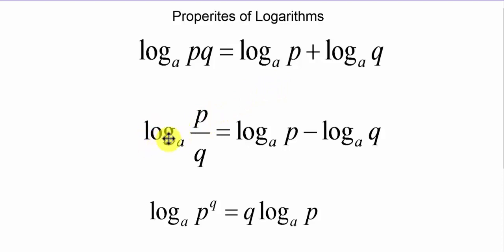In the next property, I have a division of two terms, and that's equivalent to the log of the numerator minus the log of the denominator, keeping the log base the same again. Finally, I have the log of some base to a power, which is equivalent to that power multiplied by the log of that base. And we'll use these to do some problems.